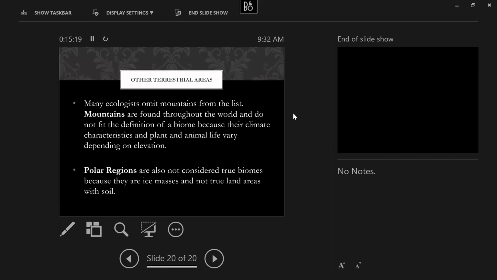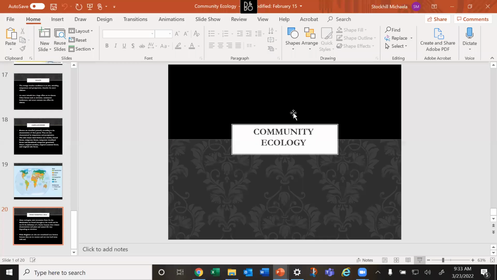Okay, so I'm going to have you highlight those last two. Under major land biomes, highlight the first bullet point, and then under the other terrestrial areas, highlight both of those bullet points. And then flip your page.